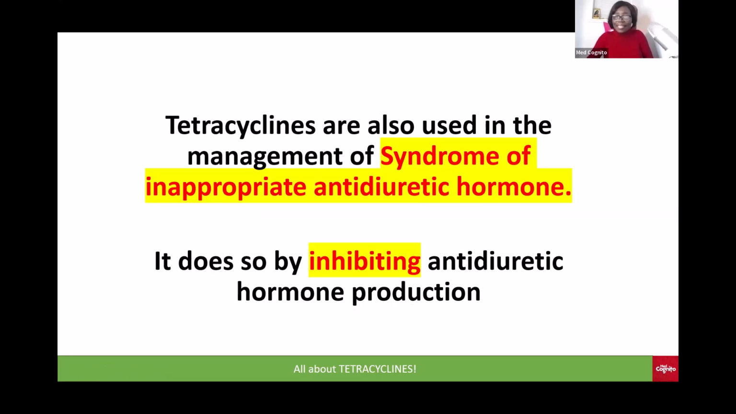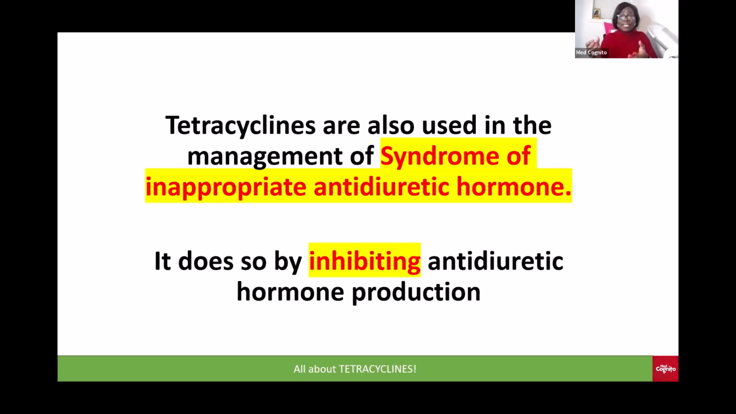So this is another interesting use of tetracycline that I want you to know. It is used in the management of SIADH. Have you heard SIADH before? Syndrome of inappropriate ADH secretion, that is antidiuretic hormone secretion. So let's dive a bit into SIADH.